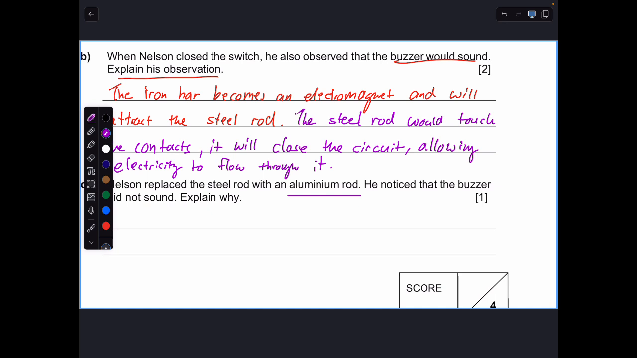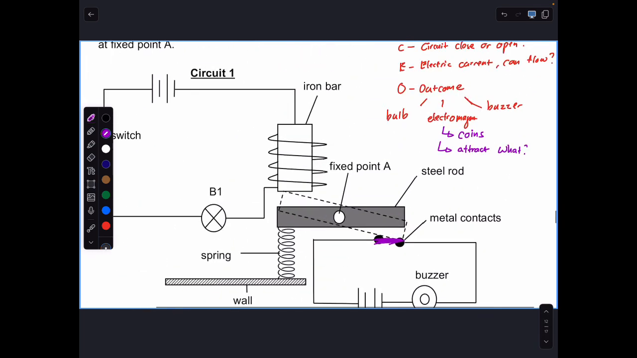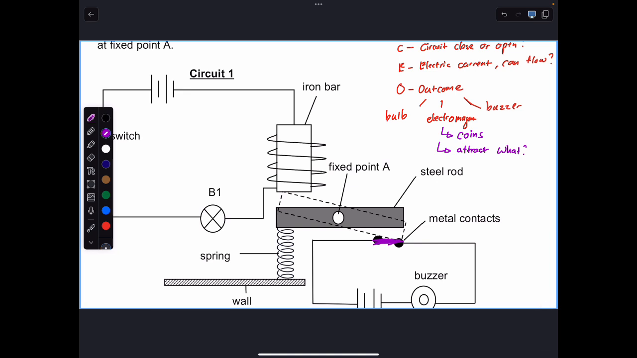All those who said that, raise your hands. Okay, I'm appalled. Read the question carefully. All metals are conductors of electricity. So in this case, why is it that when you replace the steel rod, it will not work? And also some of you say the steel rod will not become an electromagnet. That is also wrong. And the other half of the class actually said that. Only a handful of you got this correct.